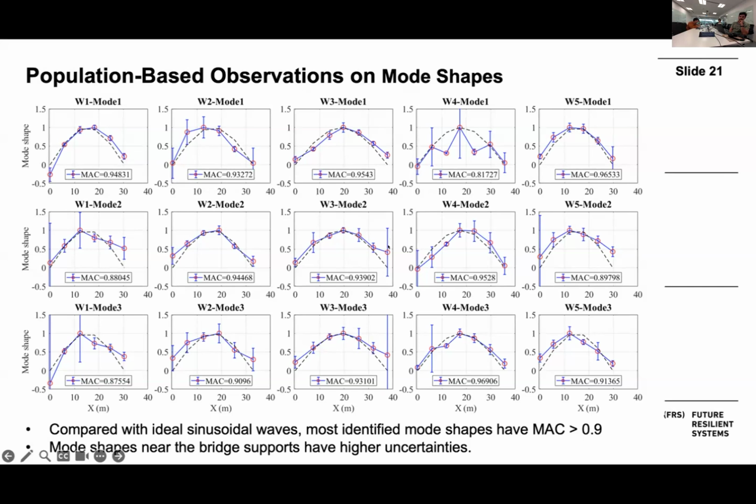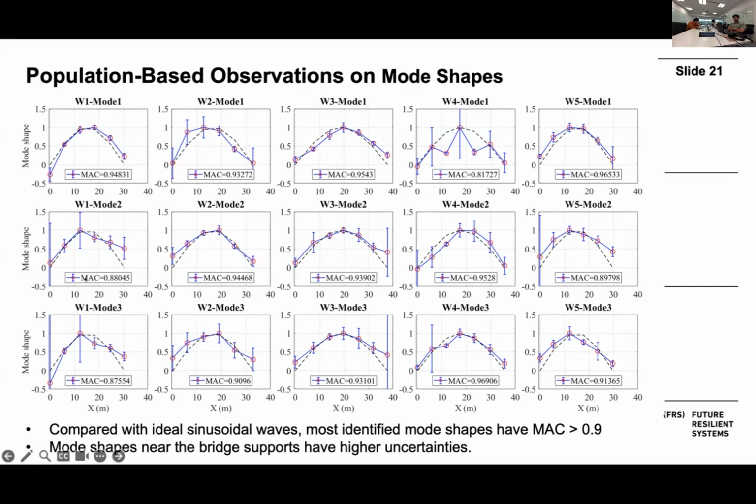And you can also see, for example, for those identified mode shapes near the bridge support, like at the 2 ends, they have higher uncertainties, because this is the error bar. If the error bar is larger, it indicates the standard deviation is higher. So measurements near the bridge supports have higher uncertainty. This is also reasonable because the vibration near the bridge supports is weaker. For weaker measurements, the signal to noise ratio is lower, so they should definitely have higher uncertainties.